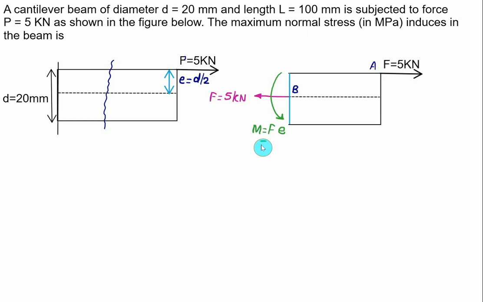This time the value of force is equal to 5000, and we have eccentricity equal to d by 2, that is 20 divided by 2, which is equal to 10. So we have moment equal to 50,000 Newton mm. Bending moment here will develop positive as well as negative stress on the top and bottom fiber. We are interested in the maximum normal stress. Since this is a tensile stress, this stress will be a positive value, and for bending moment also we have to take the positive value.